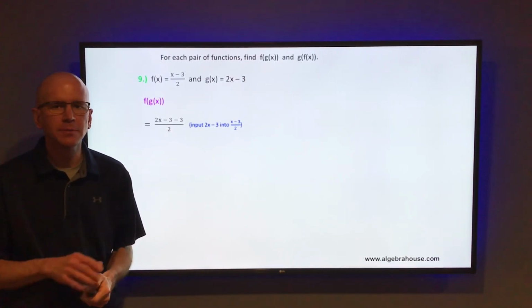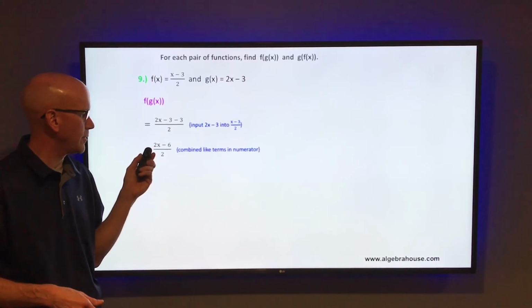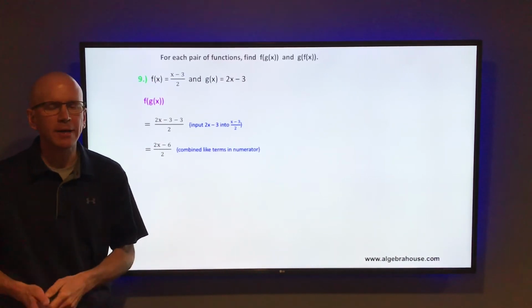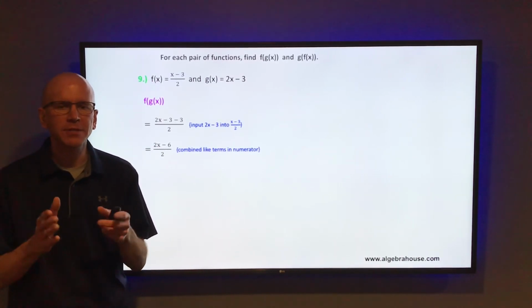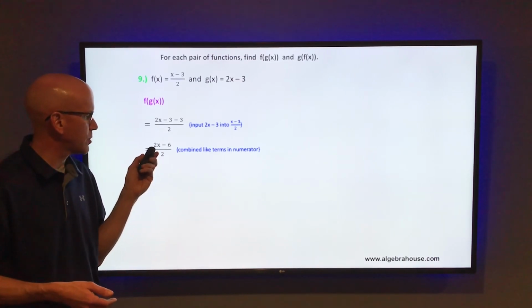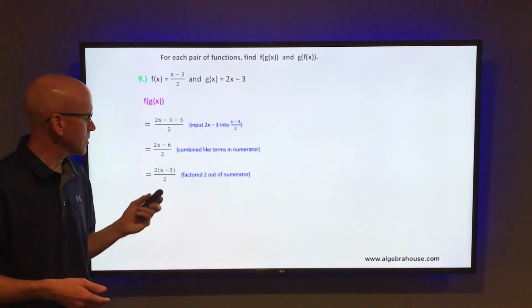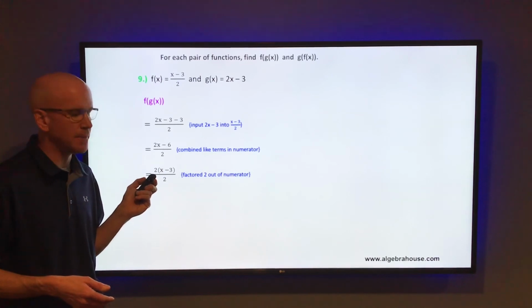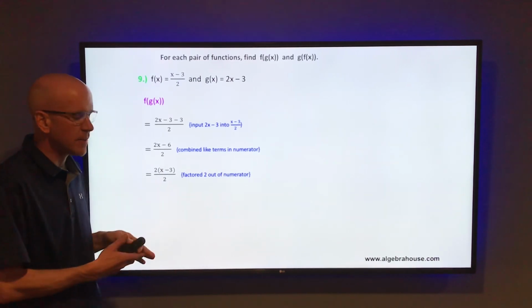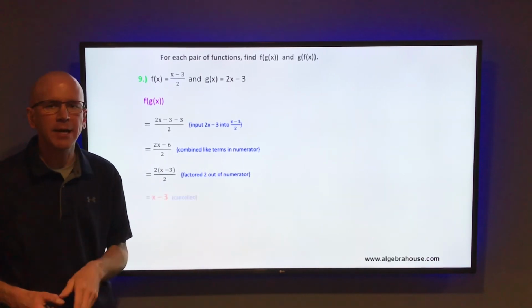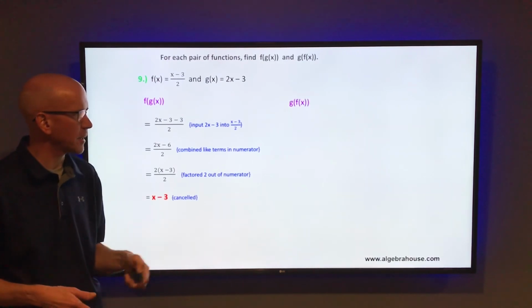Just combine the like terms in the numerator, negative 3 and negative 3. If you combine those, that is negative 6. So it'd be 2x minus 6 all over 2. Try to simplify that if you can. You can see that 2 is a common factor in the numerator. So you could factor a 2 out of the numerator. It'd be 2 times x minus 3 all over 2. And then these 2's would cancel. So if you cancel those 2's, you're left with x minus 3.